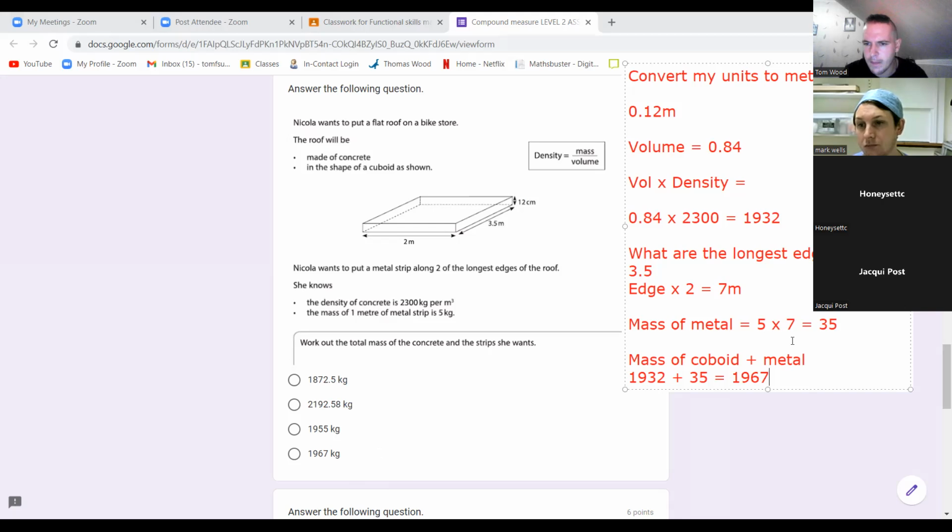Where did you get the 35 from? So the mass of the metal. Yeah, is that all right? Yeah. There's a lot of stuff in there, isn't there? So yeah.